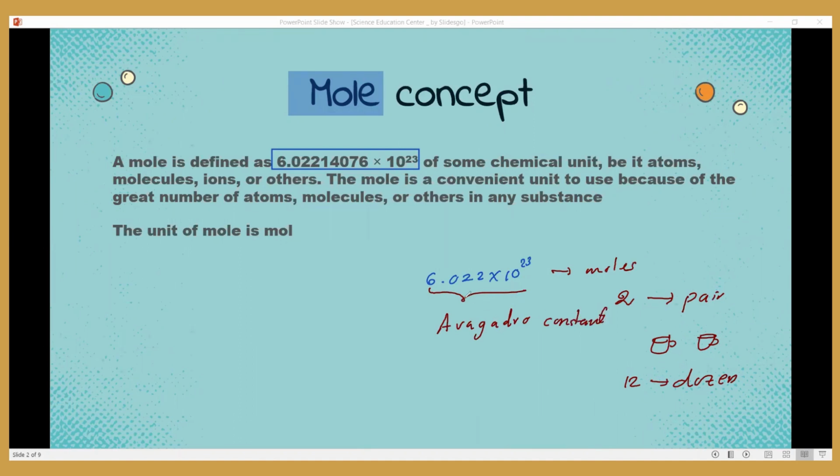So if there are 6.022 × 10^23 chemical units, which can be atoms, molecules, anything, they are called 1 mole. The mole is a convenient unit to use, because every time we have this many chemical units, we can't keep saying 6.022 × 10^23. Rather than that, saying 1 mole of this particular compound is easier. The unit of mole is mol. If I have 1 mole, I will write it as 1 mol.